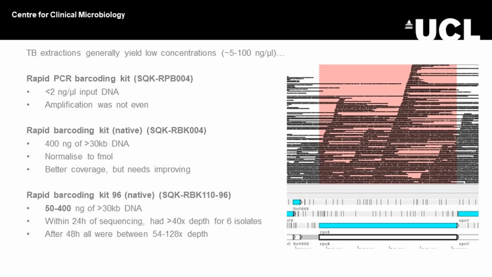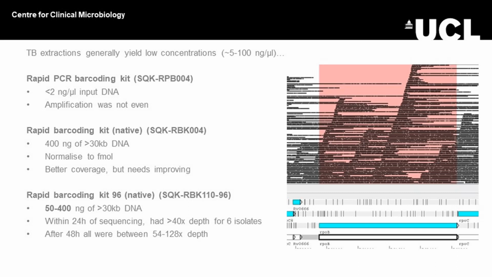We also found that if you normalized it for femtomoles rather than size and concentration, it worked a lot better because you can run multiple samples on each run. And so if you normalize it for femtomoles, because some might be 30 kb, some might be much bigger, you got much better number of reads for each sample.